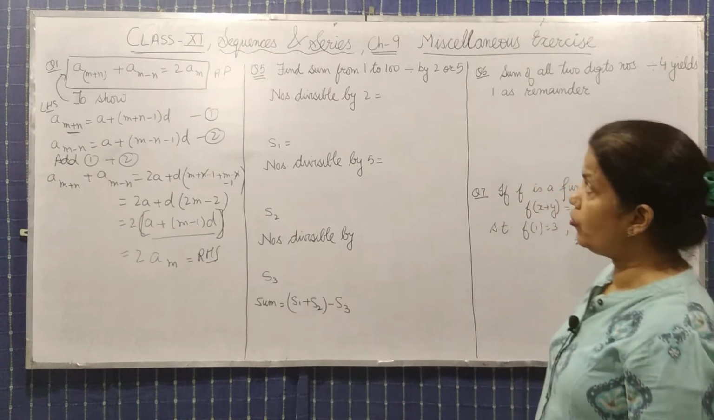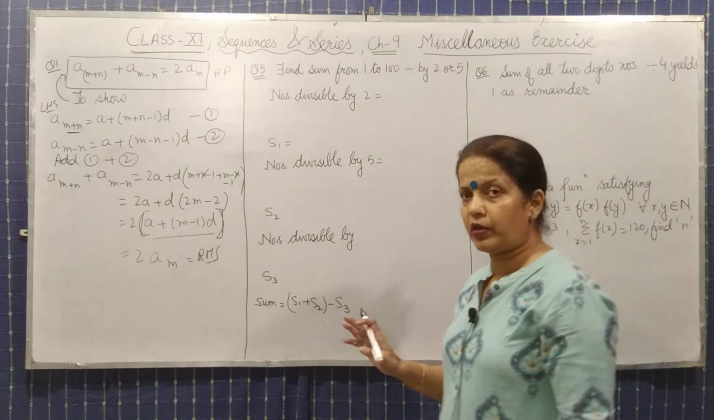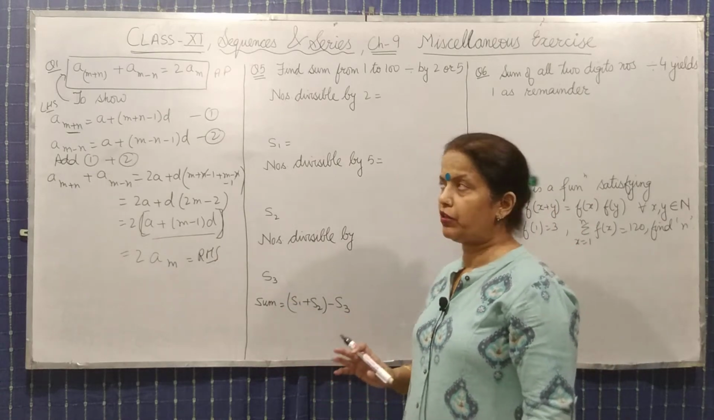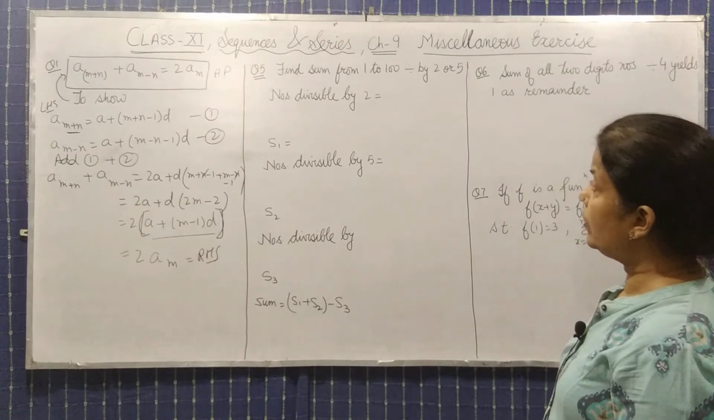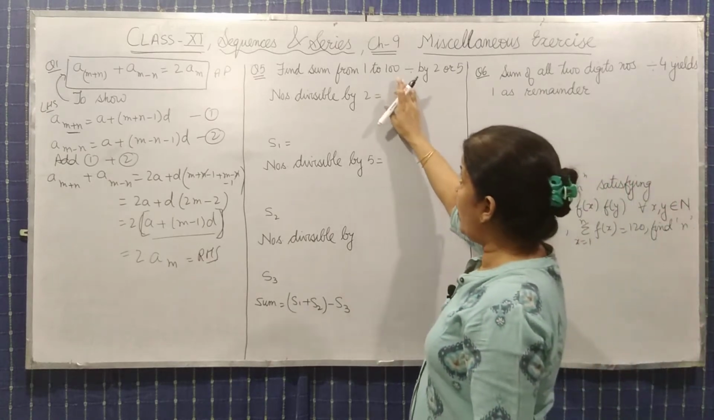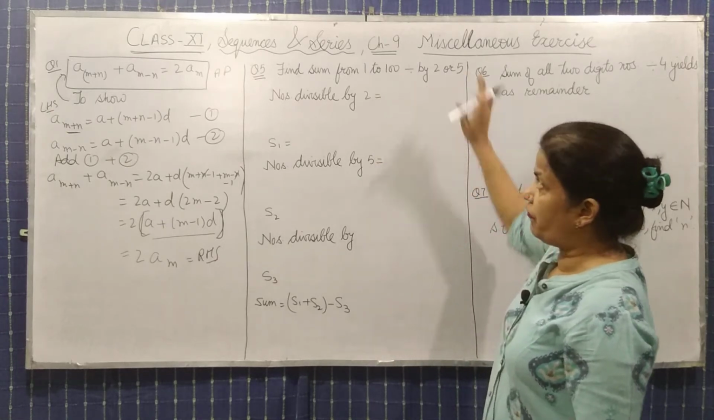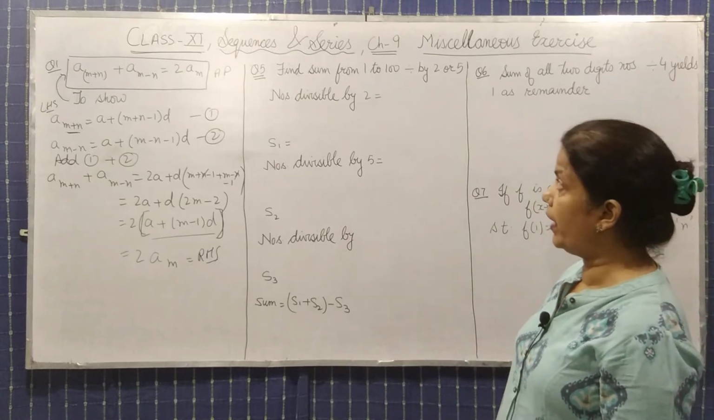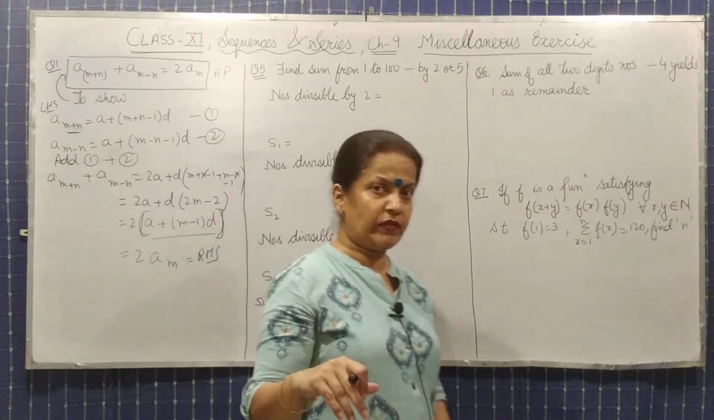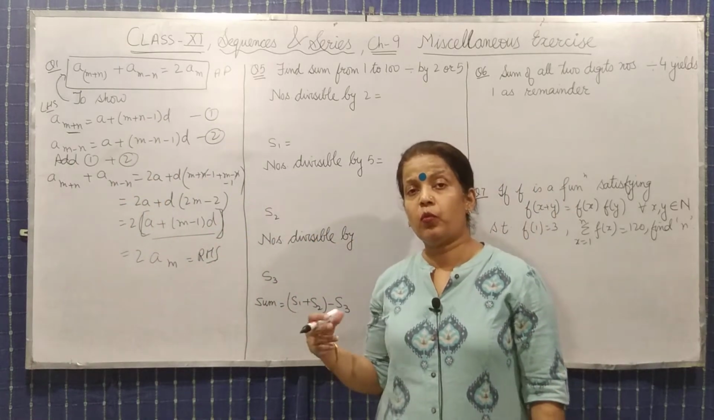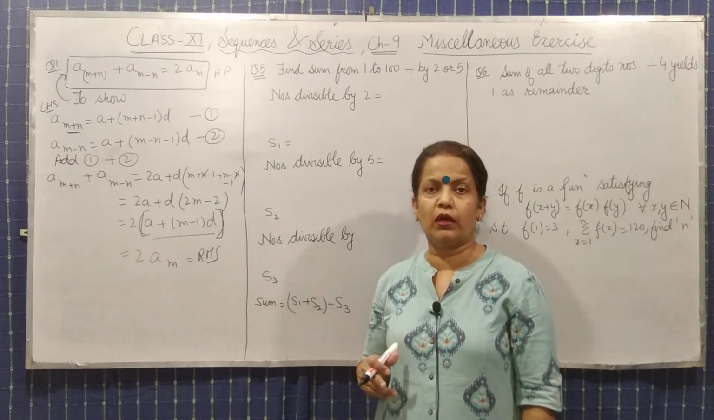Now question 5. I am taking only the important, selected questions from the miscellaneous exercise. Question 5 is: find the sum of the numbers from 1 to 100 which are divisible by 2 or 5. Either it is divisible by 2 or by 5. But there will be a few numbers which are divisible by both, isn't it?